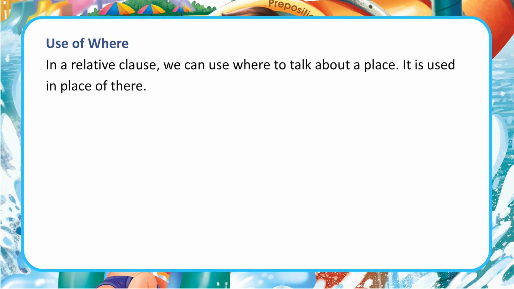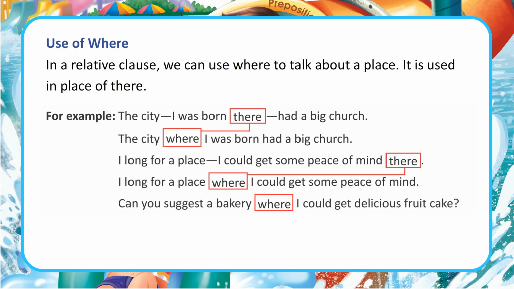Use of where. In a relative clause, we can use where to talk about a place. It is used in place of there. For example, the city, I was born there, had a big church. The city where I was born had a big church. I longed for a place I could get some peace of mind there. I longed for a place where I could get some peace of mind. Can you suggest a bakery where I could get delicious fruit cake?